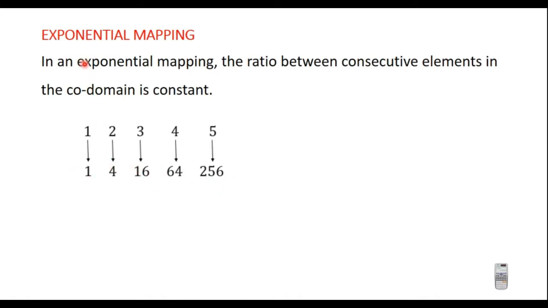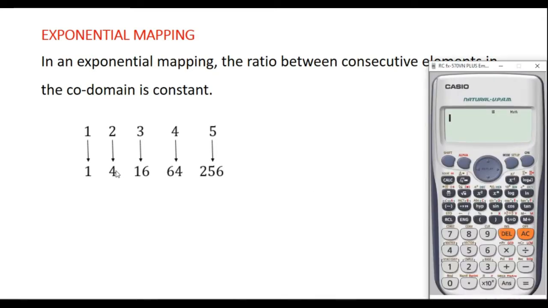So in an exponential mapping, the ratio between consecutive elements in the codomain is constant. What is this ratio that we are talking about here? Now let's look at something. Let's divide 4 by 1. So we pick 4 here, we divide it by 1. I know you know this answer, but let's try it. You are going to get 4.